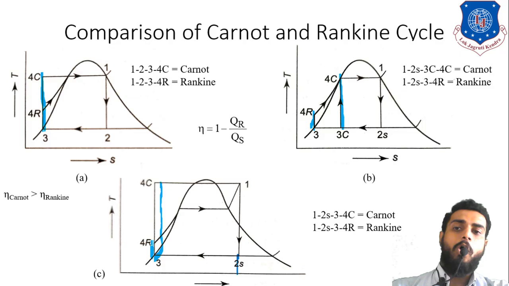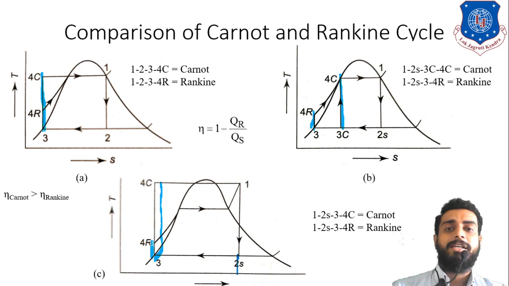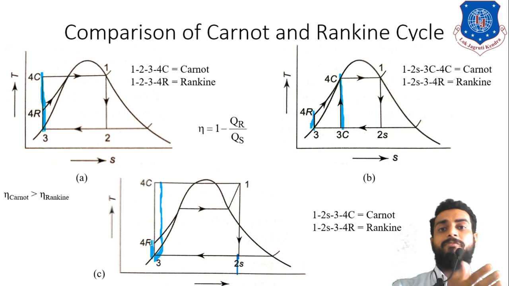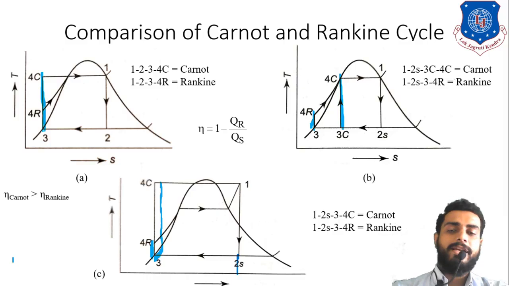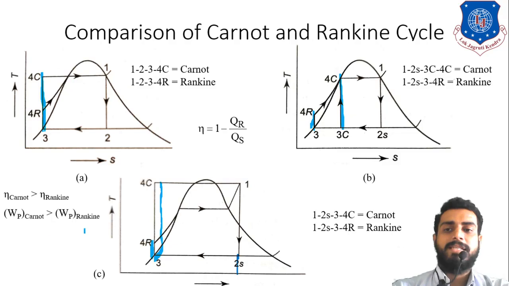So in all cases, the Rankine cycle pump work is small compared to the Carnot cycle. That is why the Carnot cycle is not practical, because this much amount of pump work cannot be practically achieved. So one of the reasons the Carnot cycle cannot be preferred is that high pump work is required. So the pump work in the Carnot cycle is greater than the pump work in the Rankine cycle. Okay, so let's move further to the next comparison, right?